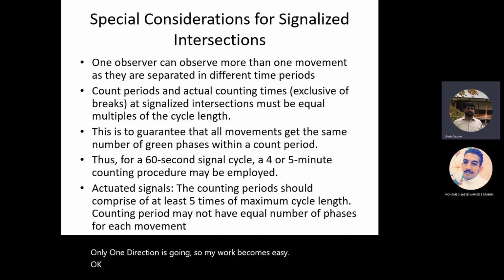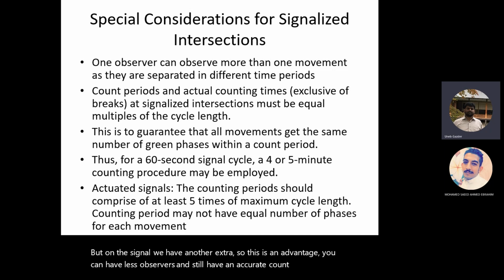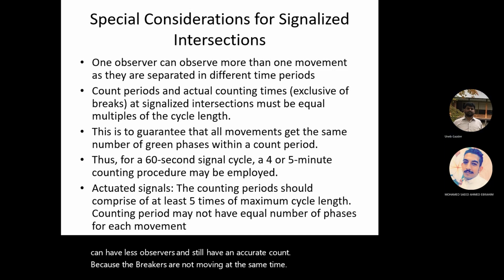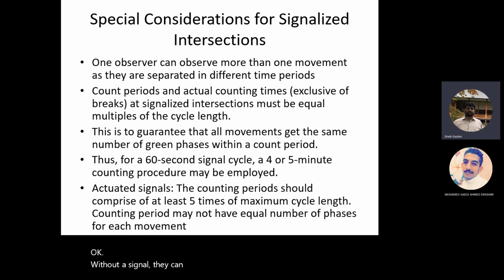Okay, but on the signal we have another extra. So this is the advantage. You can have less observers and still have an accurate count because the vehicles are not moving at the same time. Without a signal they can go randomly. So signal helps me with that. Now the problem with the signal is the cycle length.